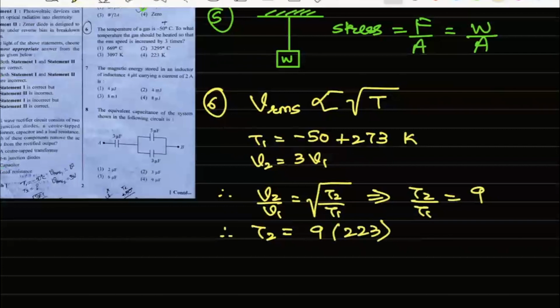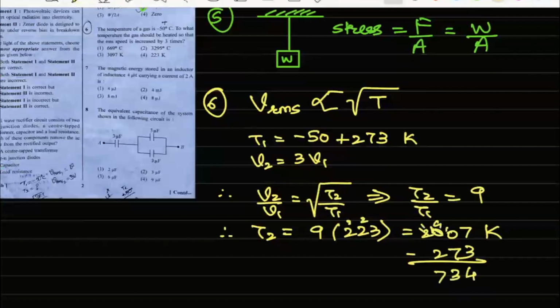Right. So do they want it in Celsius or Kelvin? Both are given. So let's multiply. We have 18, 27, and then 80. So this much Kelvin, but if I subtract 273 from here, I will get 1734 Celsius.